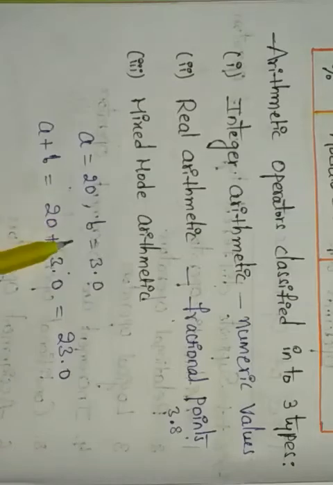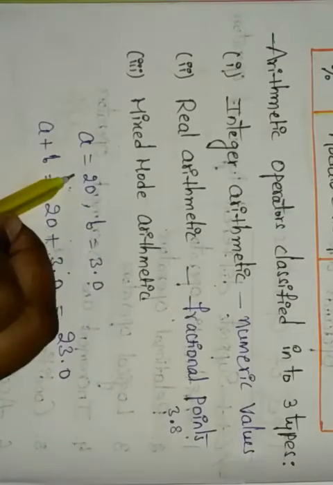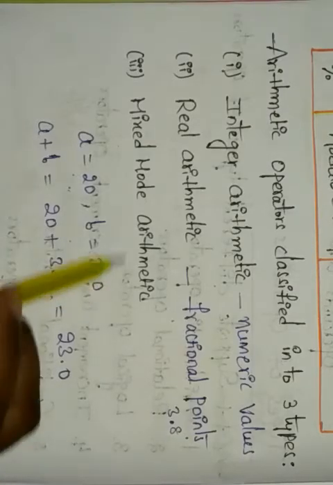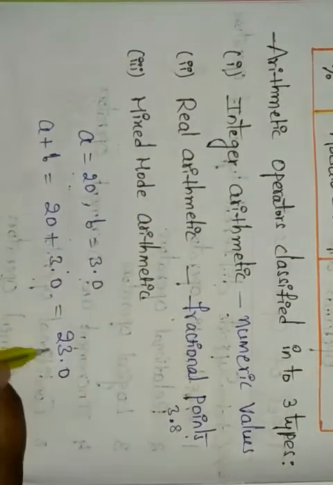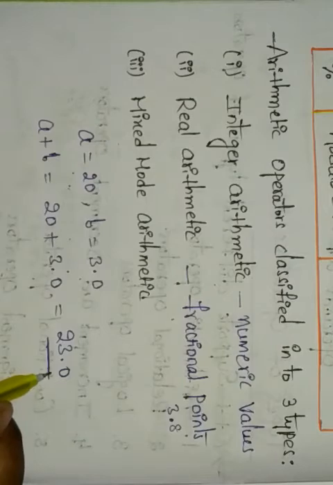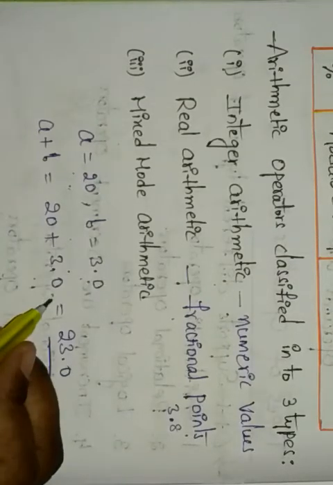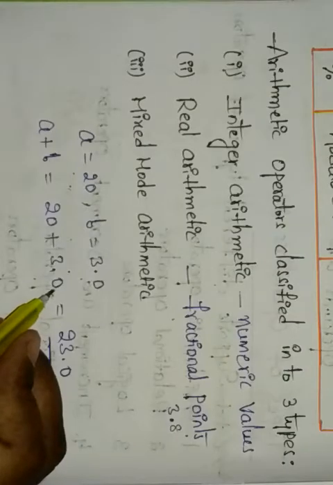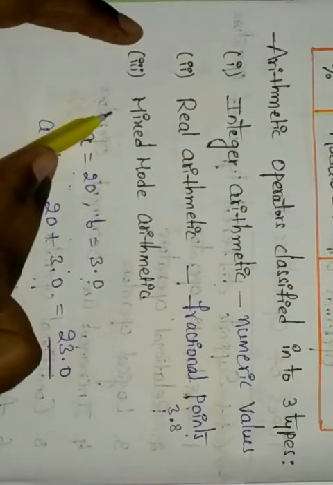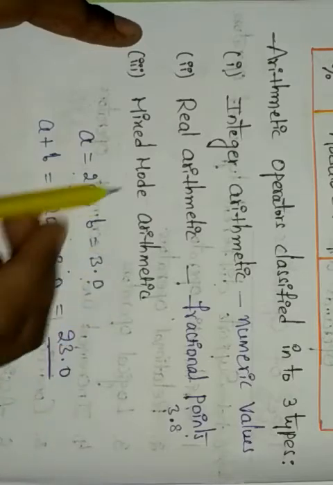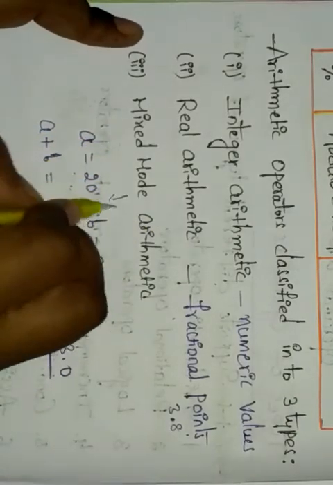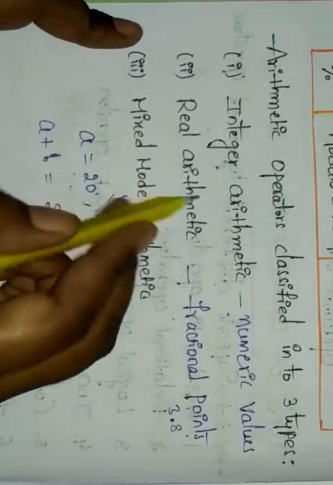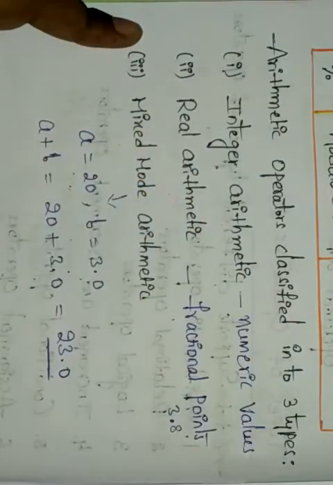A equals 20, B equals 3.0. This is the integer and this is the real, but it is a combination of both, so it will give a fractional result again. Why? Because if you include integers with fractional values, it gives the fractional result. That's why we call this mixed mode: it is a combination of the integer arithmetic and the real arithmetic. These are our arithmetic operators.